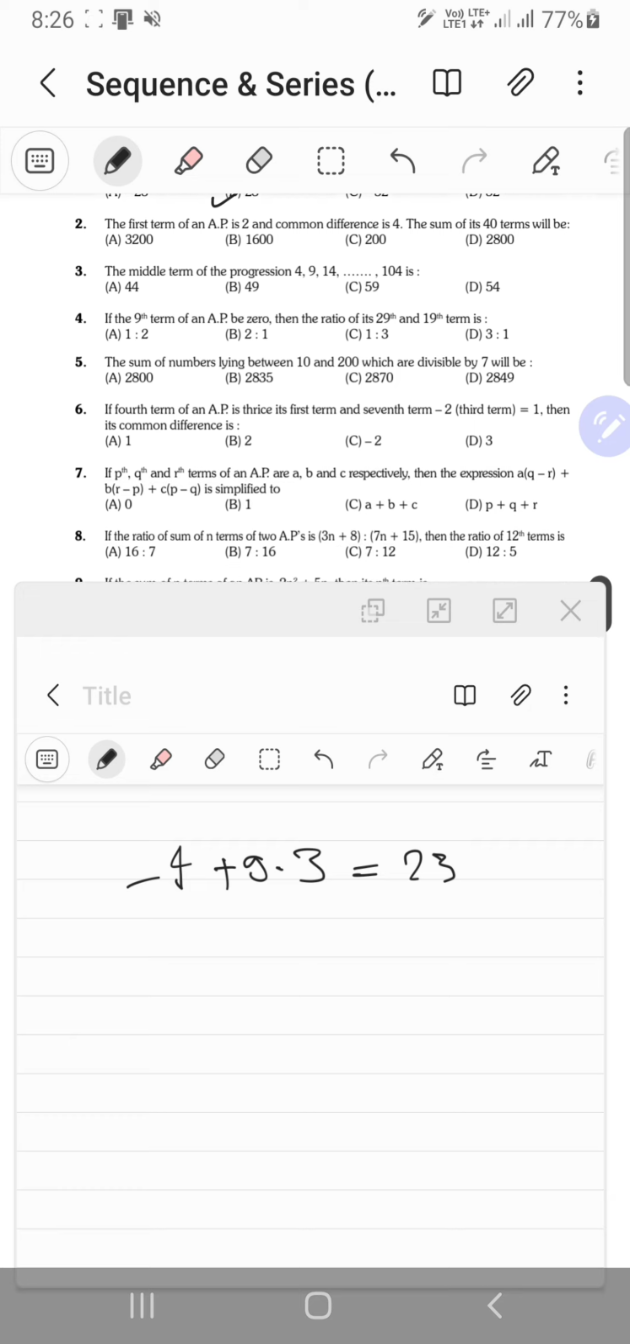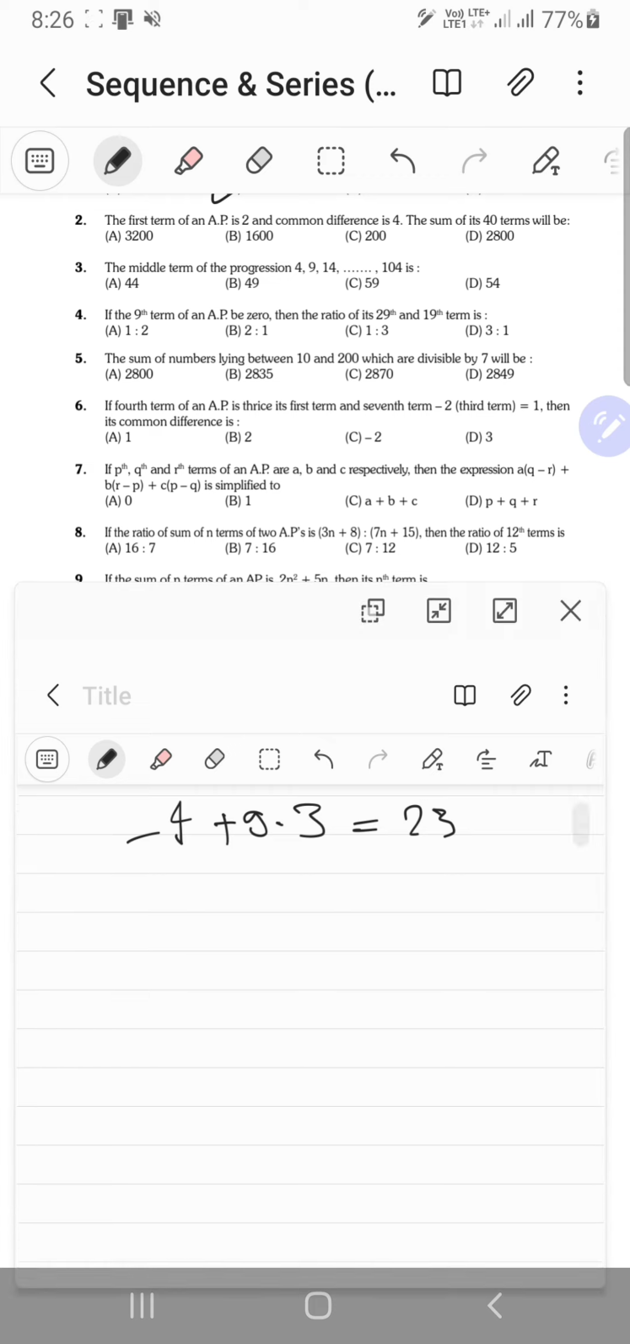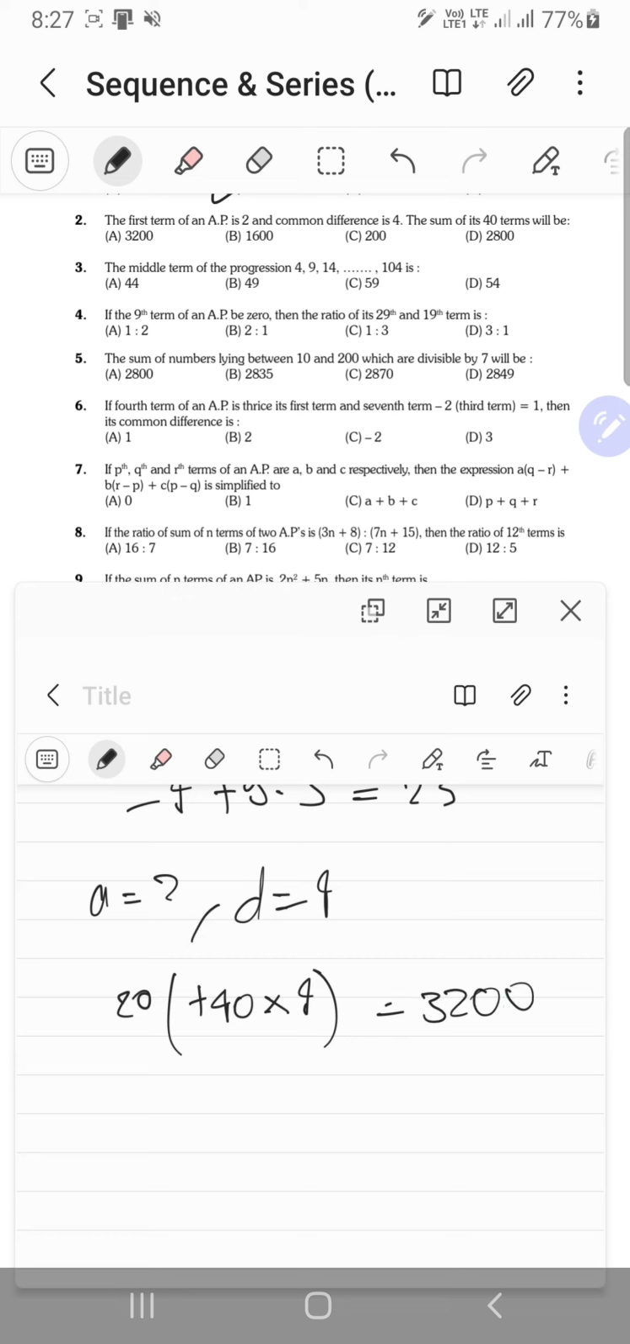Okay. The first term of an AP is 2 and the common difference is 4. The sum of its 40. What kind of question even is this? It's just 20 into 2a minus d, which is 4 minus 4, that's 0, plus nd, which is plus 40 into what? 4, because d is 4, right? And that will be like 160 times 20, which is 3200.